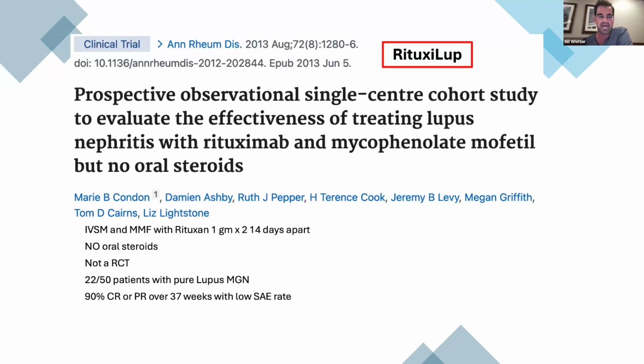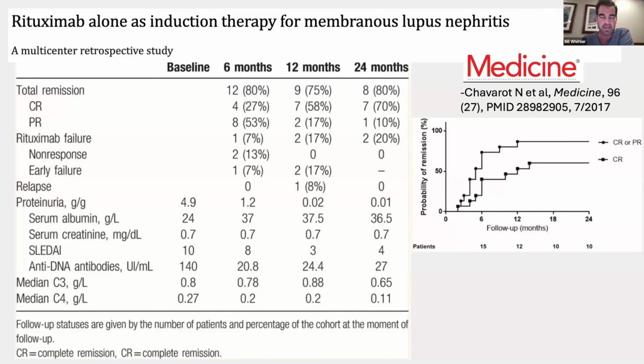It did. And they had a pretty successful 90% CR or PR over 37 weeks with no oral steroids, the one-time IV Solumedrol, CellCept, and Rituxan. Okay, and this was in patients with lupus, and a lot of them had pure membranous. Now, that was Rituxan with CellCept. When it comes to Rituxan alone for pure membranous lupus, the data is scarce. Okay, this is about all I could find, except for a couple single case reports here and there.